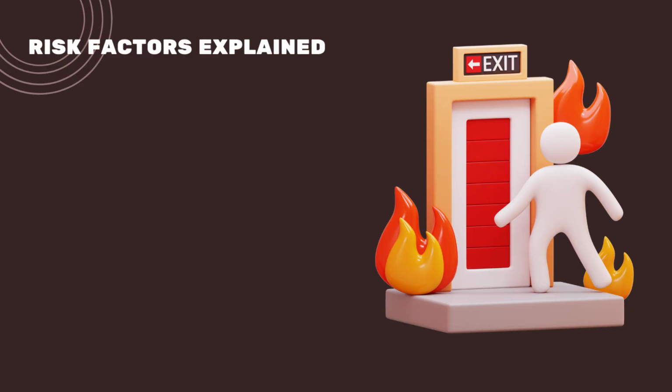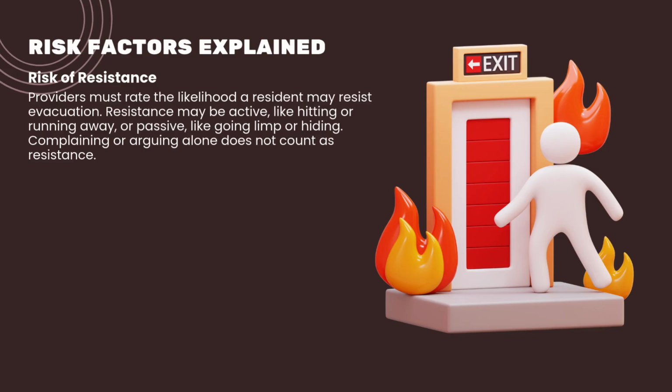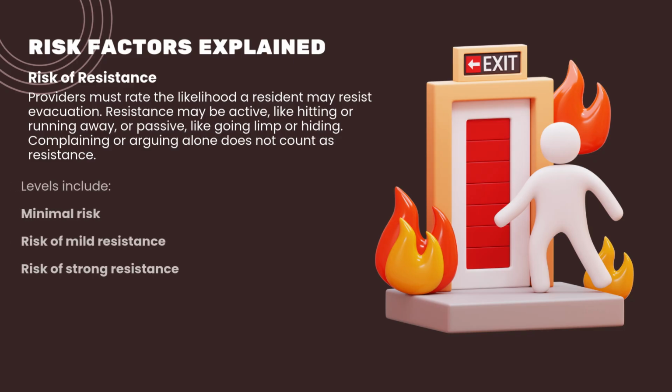Let's discuss each risk factor indicated on Side 1 of the F1 worksheet. Risk of resistance. Providers must rate the likelihood a resident may resist evacuation. Resistance may be active, like hitting or running away, or passive, like going limp or hiding. Complaining or arguing alone does not count as resistance. Levels include minimal risk, risk of mild resistance, and risk of strong resistance.